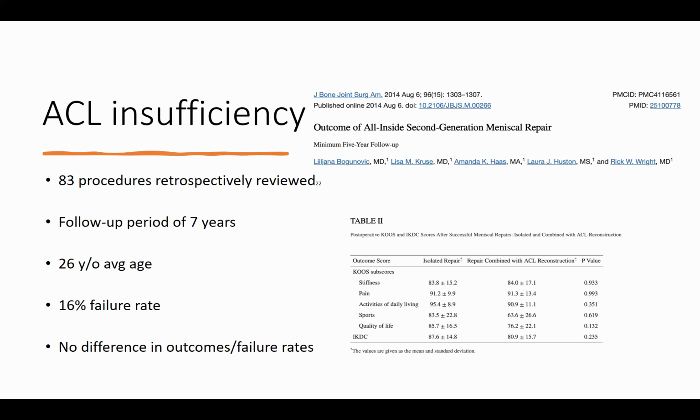Bogdanovich published a retrospective review in JBJS consisting of 83 patients. They reported similar outcomes for those undergoing concomitant ACL reconstruction, demonstrated by the KOS scores and IKDC values in the chart above. Additionally, there was no statistically significant difference in terms of failure rate between the cohorts over the designated 7-year follow-up period. Potentially newer inside-out techniques and biological augmentation may be responsible for improved success following isolated repair, although more literature is definitely needed.